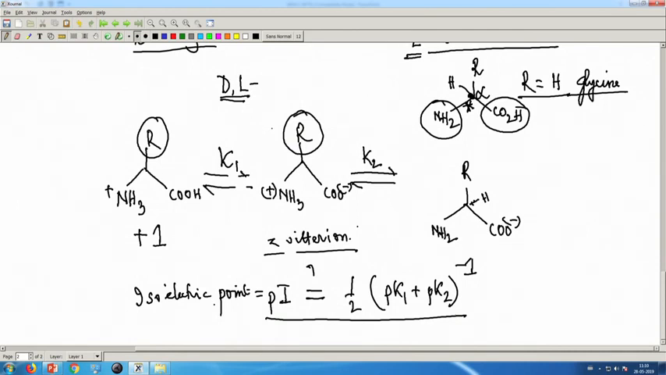If it is CH2Ph, that is called phenylalanine. So, different types are there, but they are all non-polar amino acids. That means this side chain is such that it does not like water surrounding it. So, they are hydrophobic in nature.